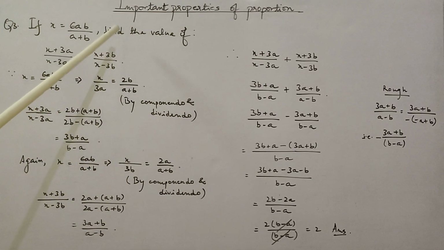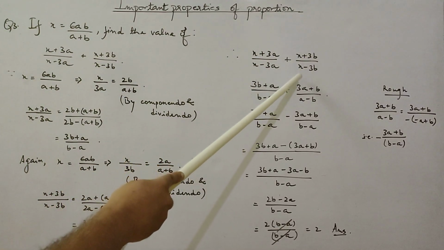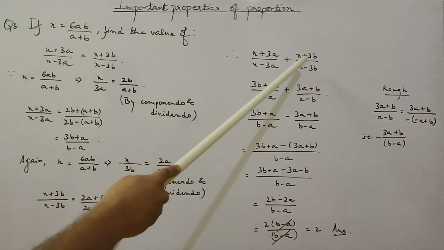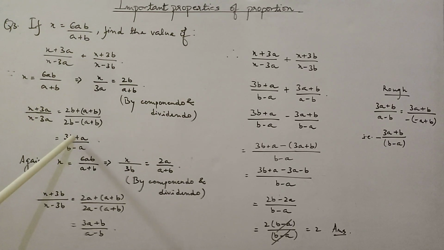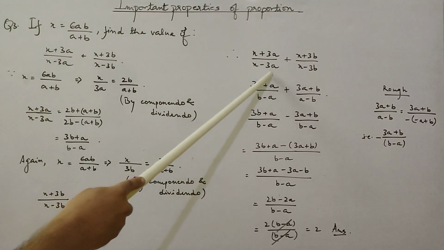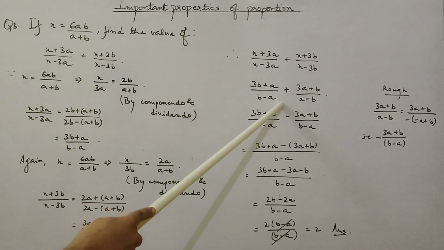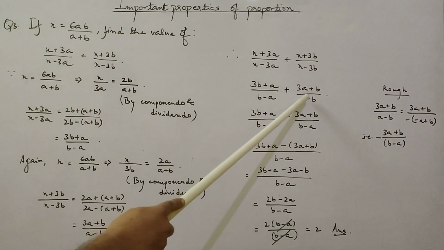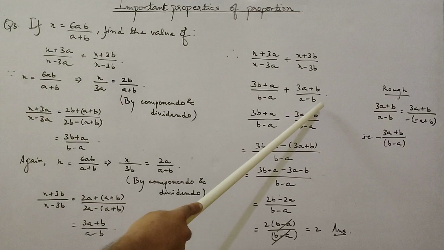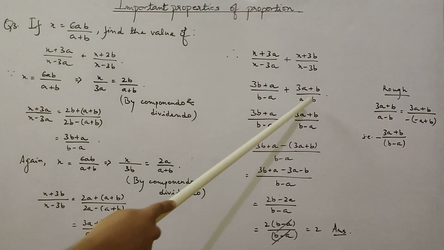Since we have to find the value of this entire expression, that is (x + 3)/(x − 3a) + (x + 3)/(x − 3b), if I substitute the values of these two expressions which I have just derived, in place of (x + 3a)/(x − 3a) I substitute (3b + a)/(b − a), plus sign copied, and in place of this particular fraction I substitute (3a + b)/(a − b). Then, for adding these two, we have to make the denominators the same.